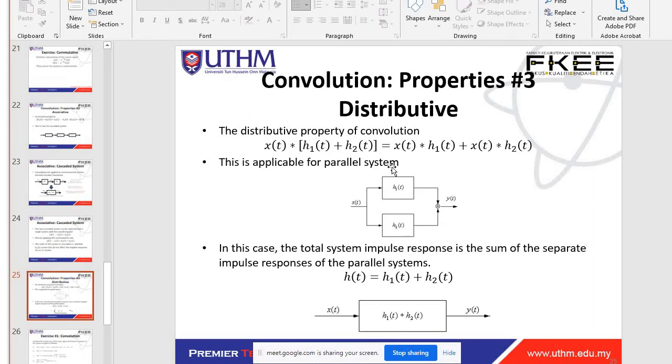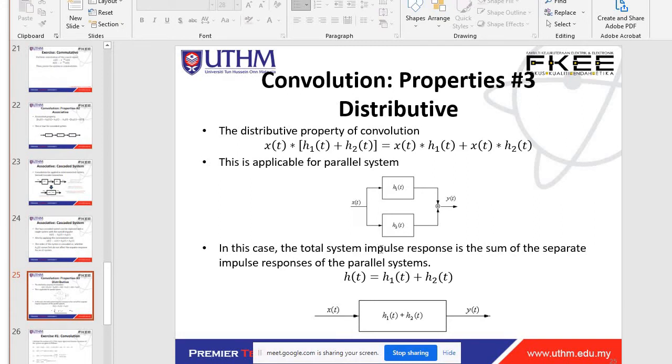So property number 3 is the distributive. The distributive property is x(t) convolute with (h1 plus h2). If you multiply in, you will get x(t) convolute with h1(t) plus x(t) convolute with h2(t). This is parallel. If you look at this equation, it can separate into two: h1 plus h2. So if you multiply in, you will get x(t) convolute with h1(t) plus x(t) convolute with h2(t).